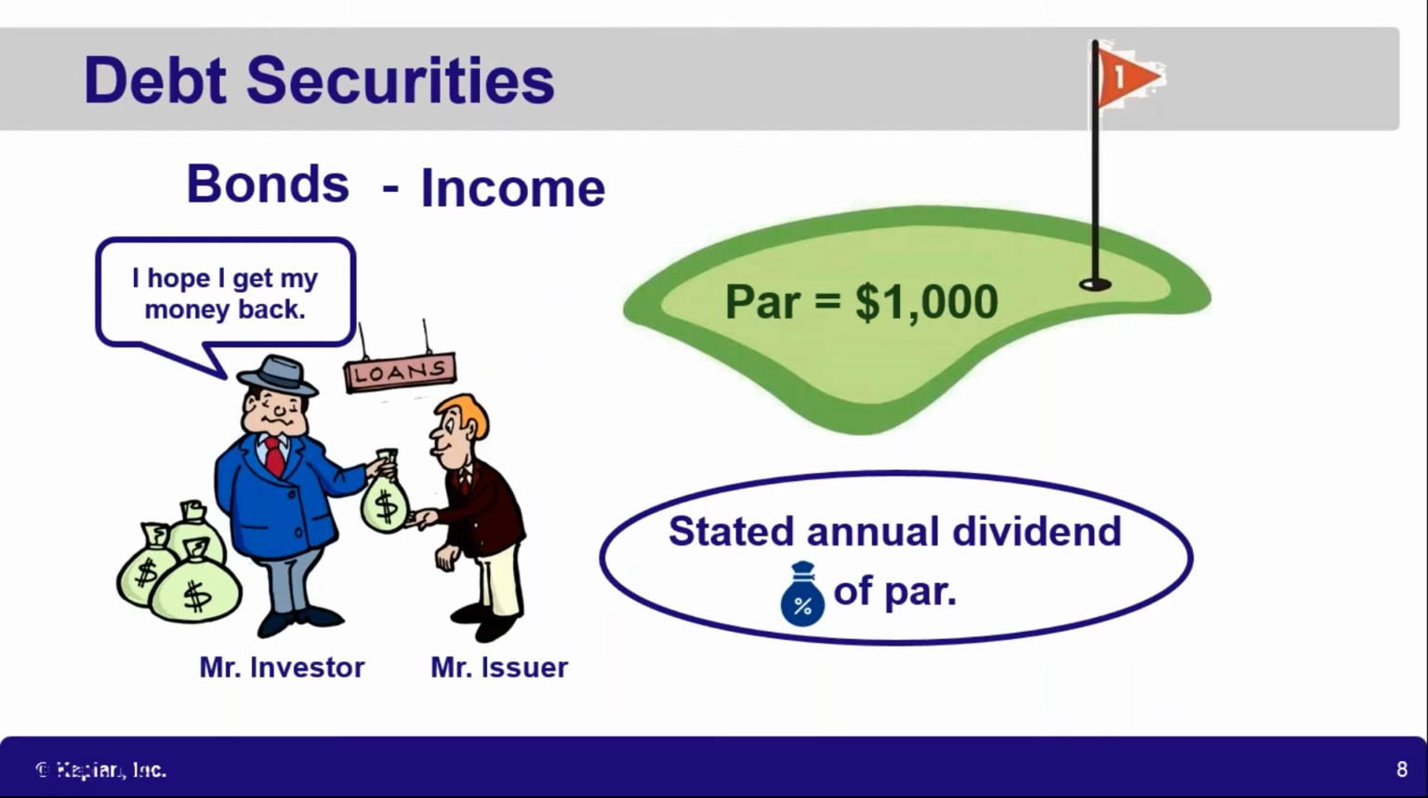So here's our investor. He's giving money to the issuer. The issuer is the corporation that created the bond, that's borrowing money from the public, and the investor is saying, I hope I get my money back.